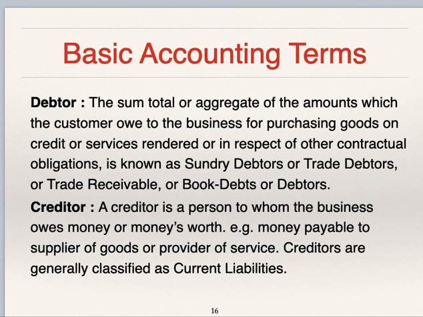So, while ascertaining the debtors balance at the end of the period, you need to do various adjustments like bad debts, returns inward, discount allowed, etc.